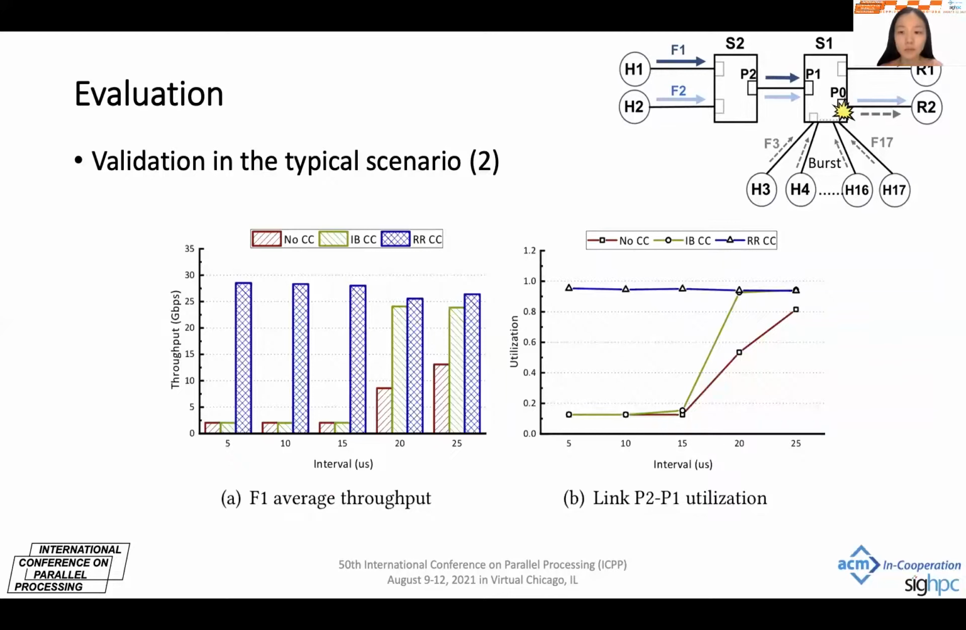Then we vary the arriving interval of burst to introduce different extents of congestion. The results show that as the arriving interval decreases, the throughput of weakening flow F1 and the link utilization are not affected in RRCC, compared with IBCC and without congestion control.